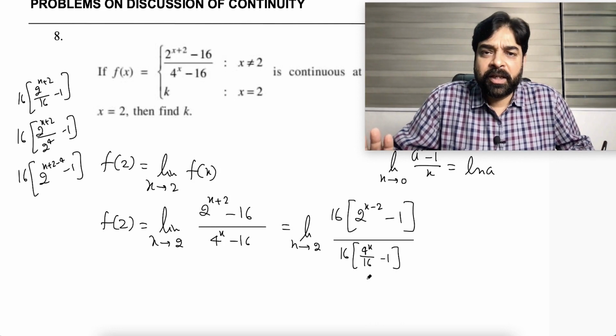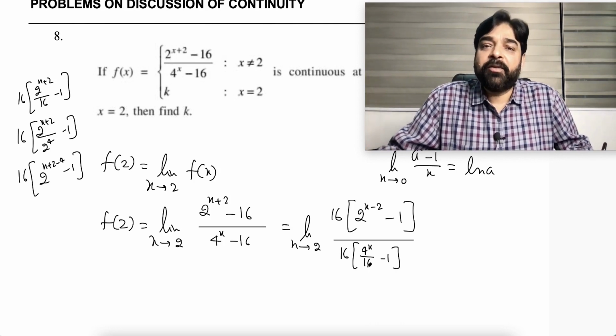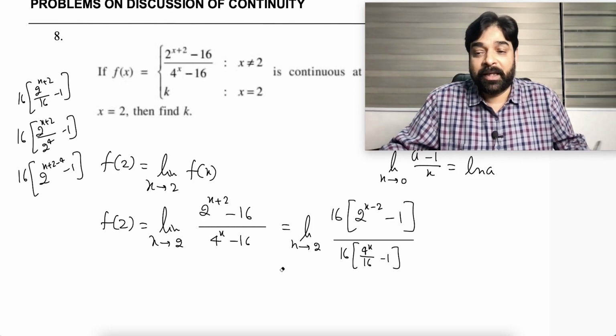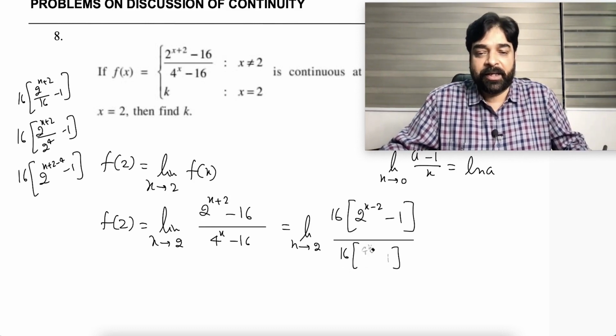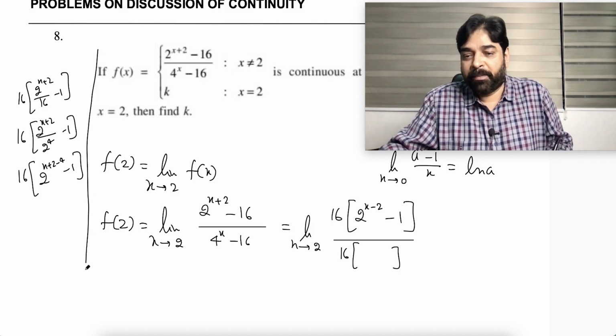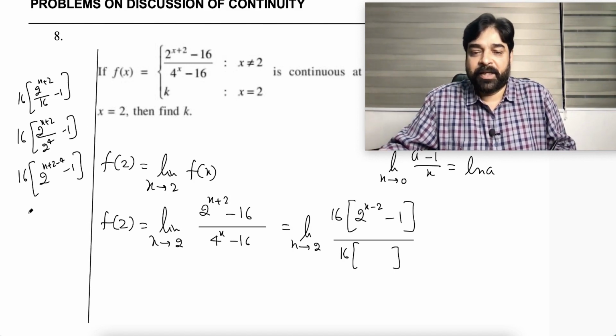All of you able to understand? 16, what you can write? 4 square, you can write it. 16 you can write as 4 square, and 4 square will go in the numerator, so this value I am writing directly here. This part I will show you here so that some people who may face a problem will understand.